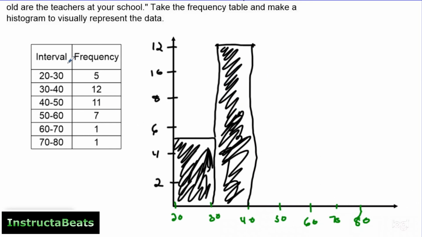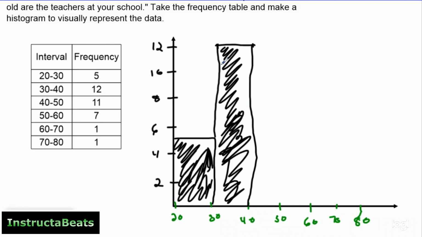Now, some of you might be saying, okay, well, it goes 20 to 30 and then 30 to 40. What happens if you're 30? Well, if you're 30, you're going to go into the next bin, right? So if you're right on the edge, you would put them in the next bin. So if someone said, hey, I'm 30 years old, they would go in the 30 to 40-year-old bin, okay? And that's typically the general rule for histograms.